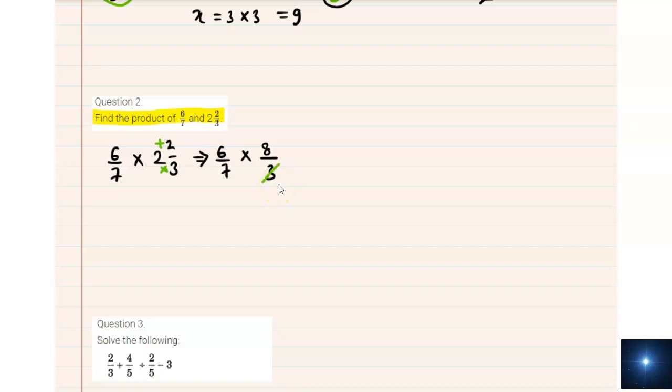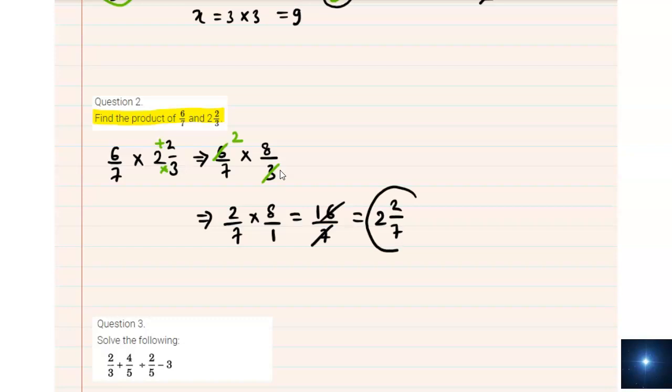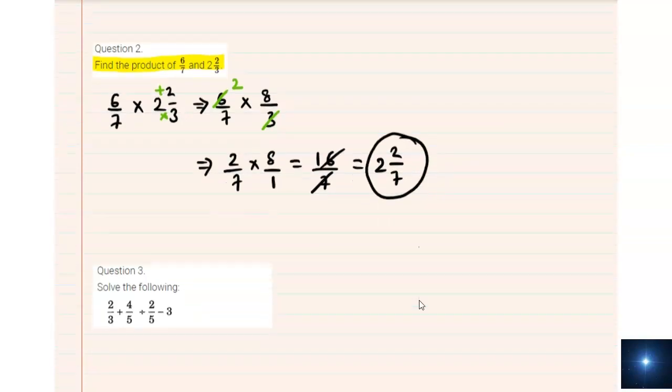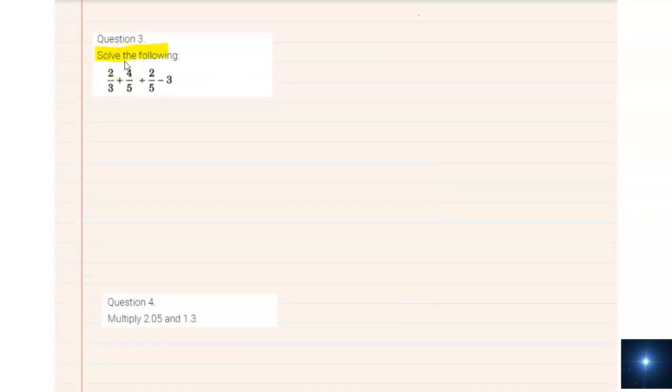Here 3 gets cancelled with 6, and 3 twos are 6. Now the equation will become 2 by 7 into 8 by 1. And we will solve it out. 8 into 2 will become 16, and over 7. And the fraction of it is 2 2 by 7. So it will be the answer of this question. Now we will move to the next question, solve the following equation.